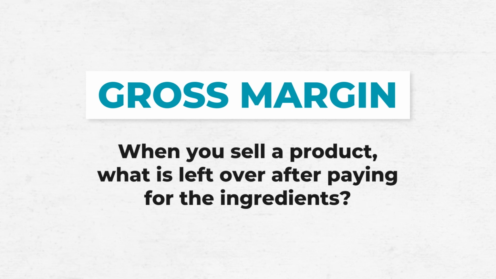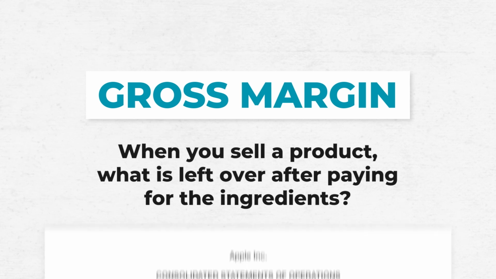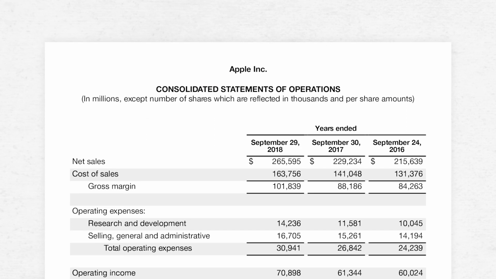It's simply the difference between what we sold to customers and how much it cost to make the thing that we sold them. For Apple in 2018, it was $101,839 million. You can clearly see it's revenue minus cost of sales. This is how much we have left over to pay the overhead, which are all the other expenses that the business incurs, which we'll go over in more detail in the next video.